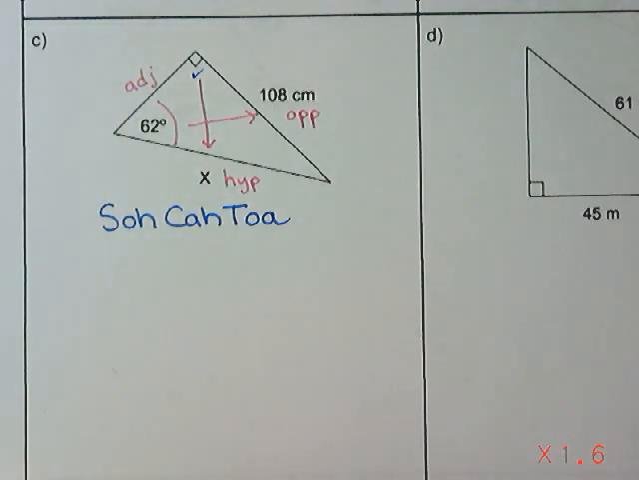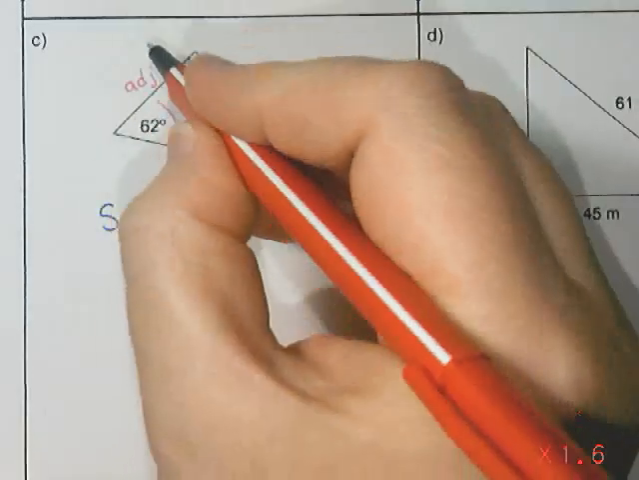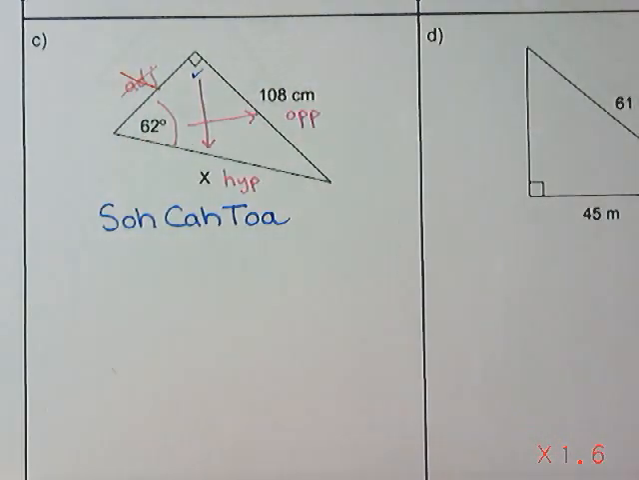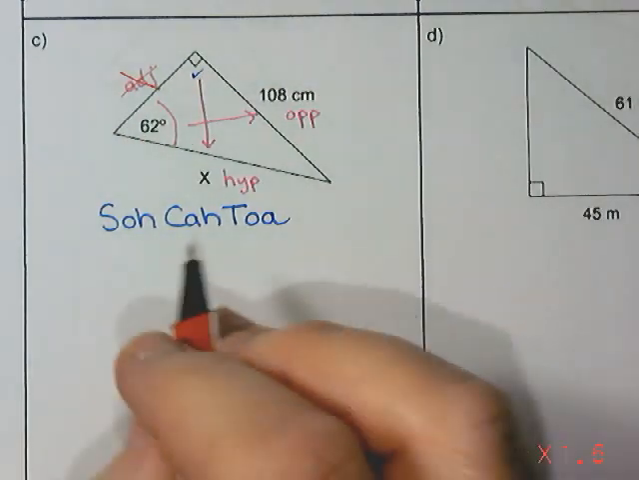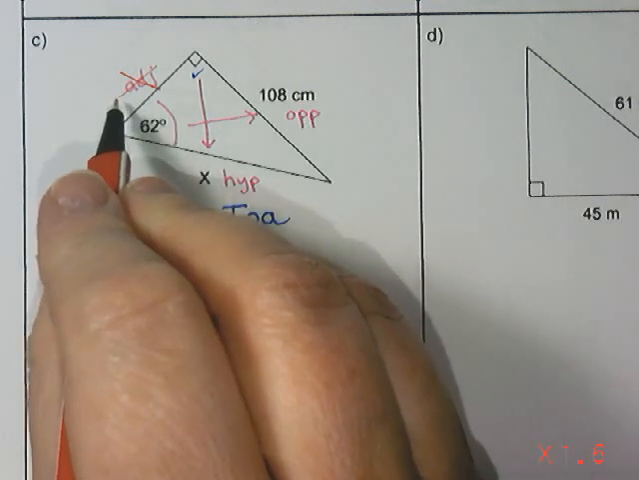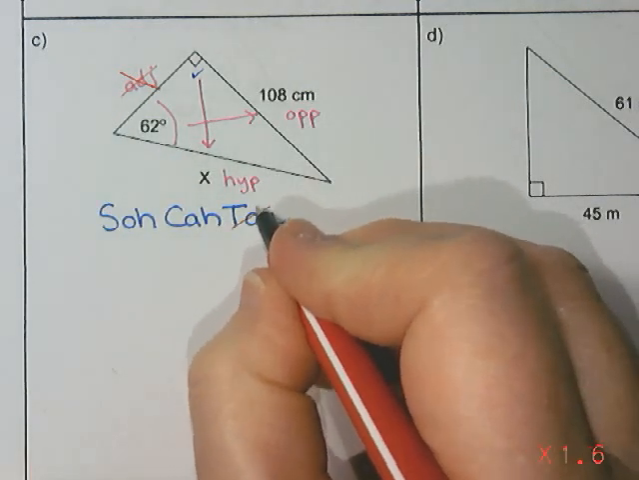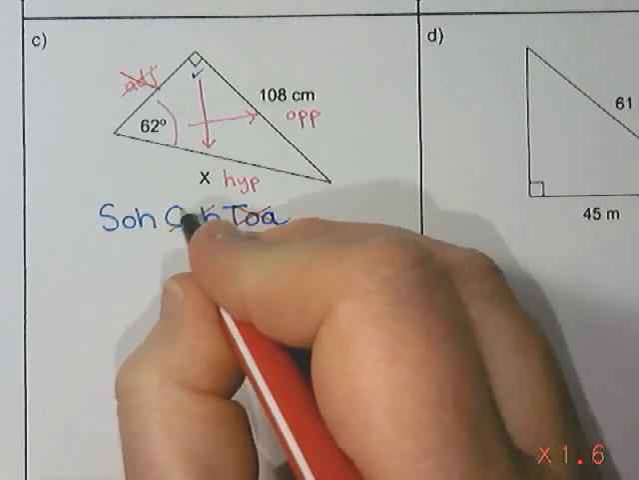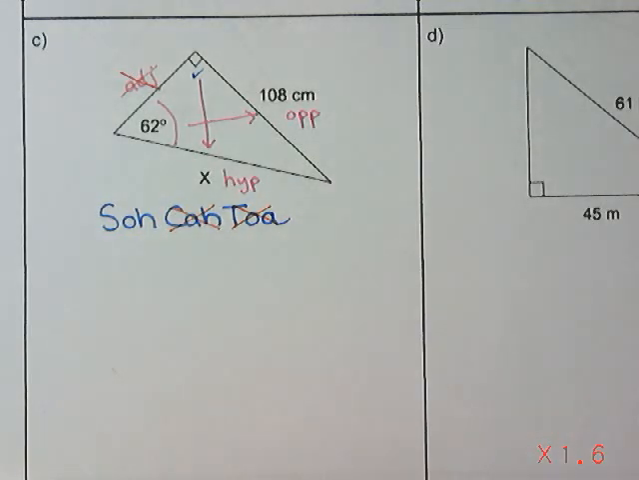I take a look at my triangle and I look to see which side do I not know anything about. In this case, we do not know anything about the adjacent. So I'm going to eliminate anything here that uses the letter A for adjacent. That means we're getting rid of tan and cosine. And we're going to solve using sine.